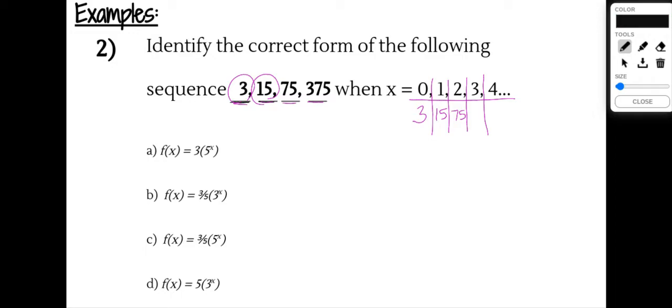I know this is going to be a geometric sequence, so I'm going to start with y equals a times b to the power of x.